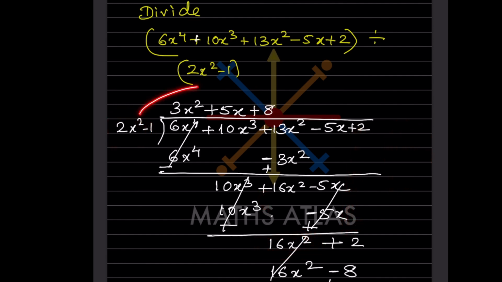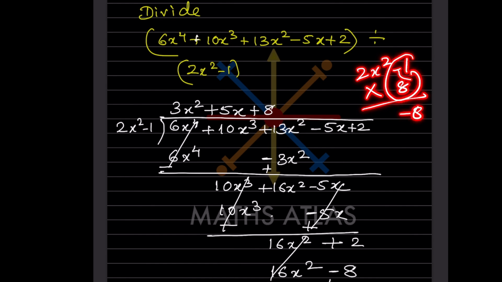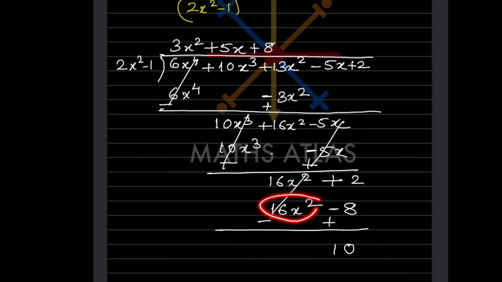So now what are you going to do? You are going to multiply this and this one. So 2x square minus 1 multiplied by 8. So minus 8, and this is going to be 16x square. So 16x square minus 8. So now you will write here 16x square minus 8.